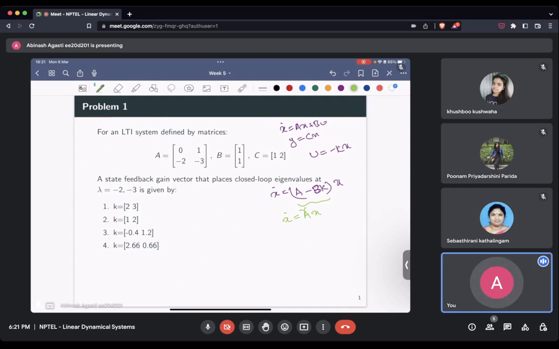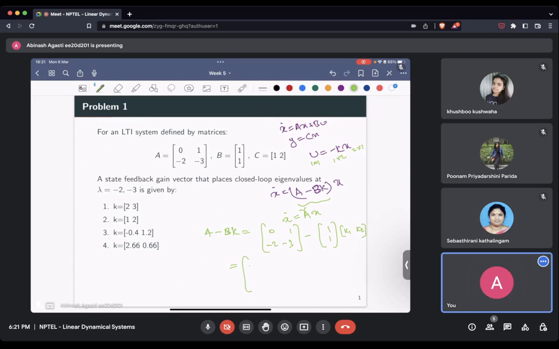And now you want this closed loop system's eigenvalues to be -2 and -3, right? So what is A minus BK? It is equal to the matrix 0, 1, -2, -3, minus the column 1 times K1, K2, right? If you see this, U is 1 cross 1, and X is 2 cross 1. So K has to be 1 cross 2, right?